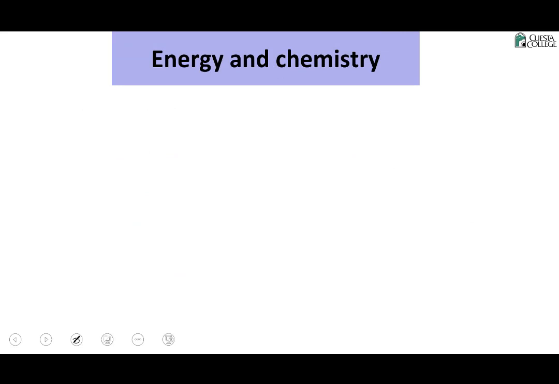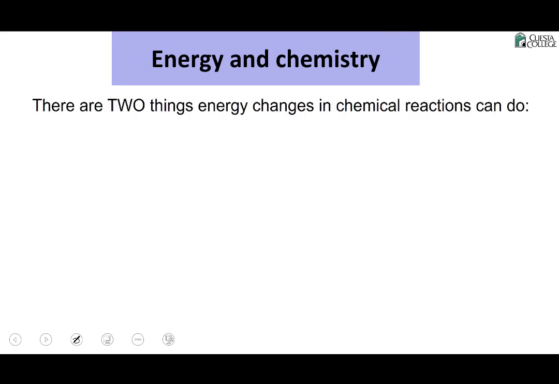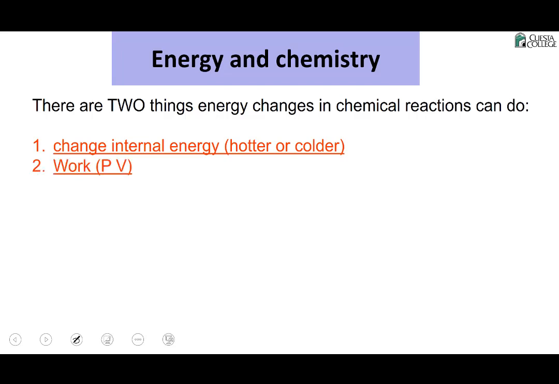In terms of chemistry, there are two things energy changes in chemical reactions can do. One thing is to change the total internal energy, either to make a substance hotter or colder. Another thing a chemical reaction can do is to change the pressure volume and do some work. We can see lots of examples of both changing internal energy and pressure volume work in our day-to-day lives.